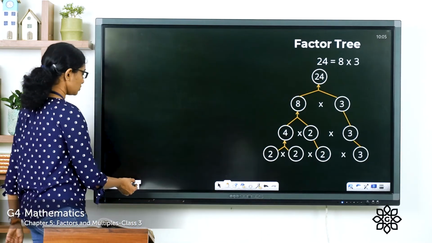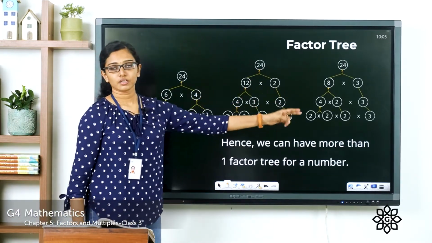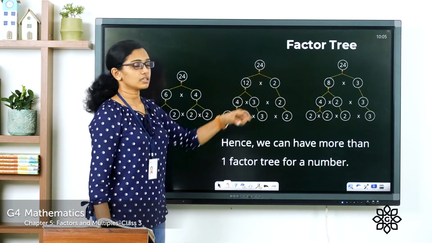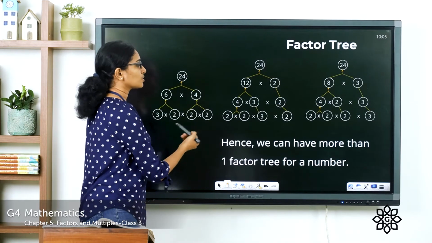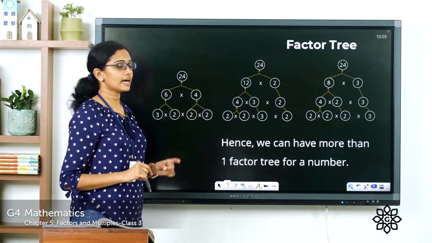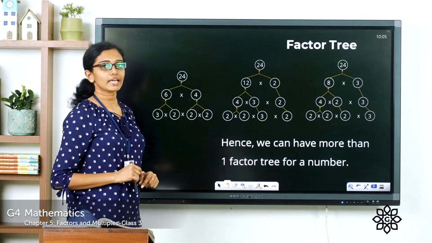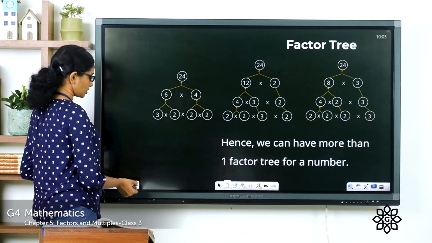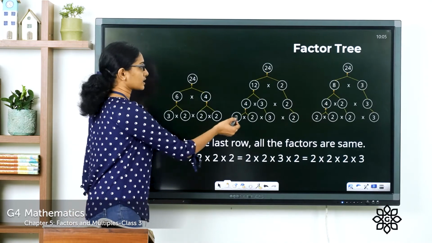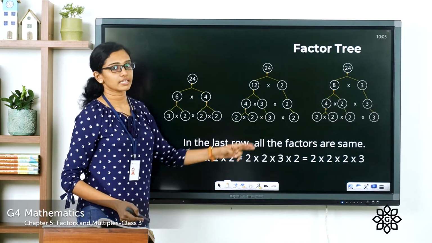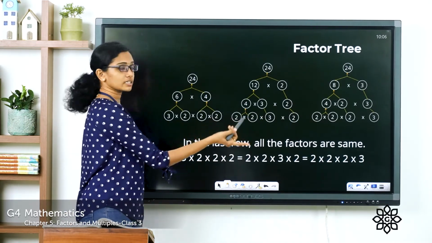See, so we saw 3 factor trees for the same number, for the number 24. We drew 3 representations, right? So we can say we can have more than 1 factor tree for the same number. And also, did you notice in the last row, the factors are all the same. In all the 3 cases, in the last row, the factors are the same.